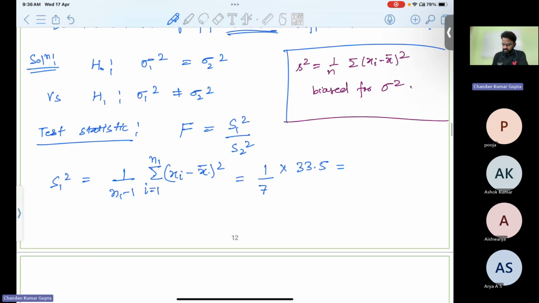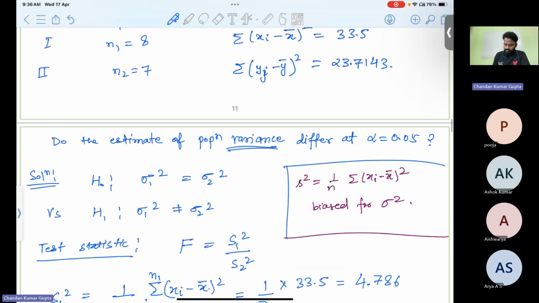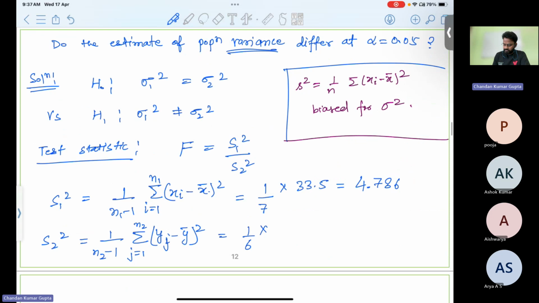So that means it comes out to be around 4.786 after calculation. We got this value. Similarly, S2 square is calculated as 1 upon n2 minus 1, summation j from 1 to n2 of (yj minus y bar) whole square, where n2 equals 7, so 7 minus 1 is 6, and it is 23.7143. So the approximate value is 3.952.